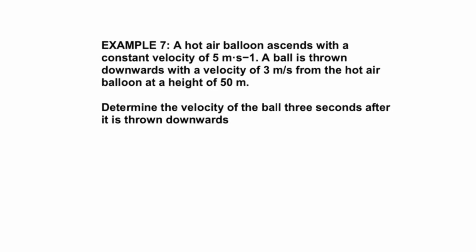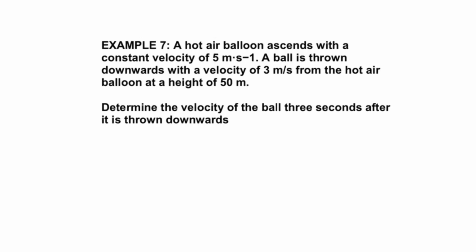A hot air balloon ascends with a constant velocity of 5 meters per second. A ball is thrown downwards with a velocity of 3 meters per second from the hot air balloon at a height of 50 meters. Determine the velocity of the ball 3 seconds after it is thrown downwards.